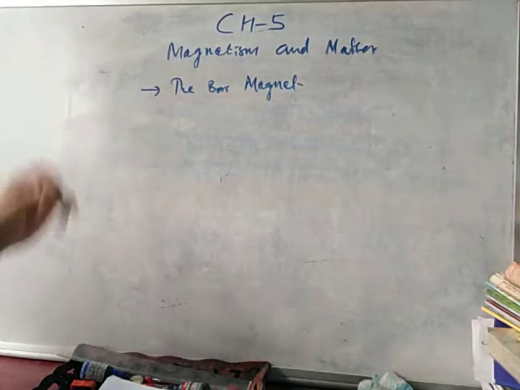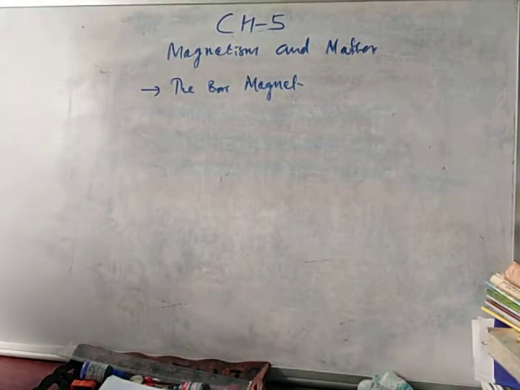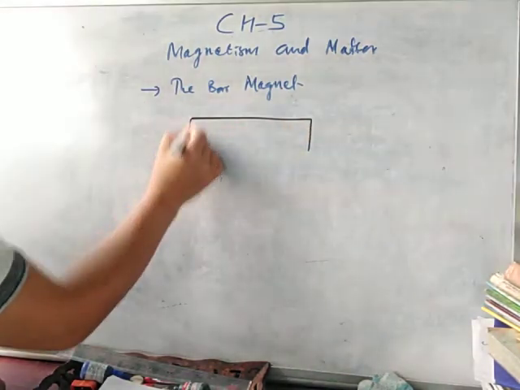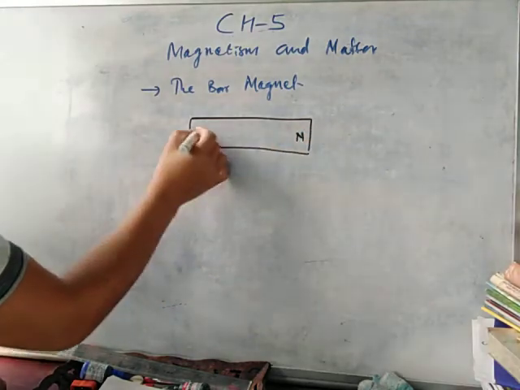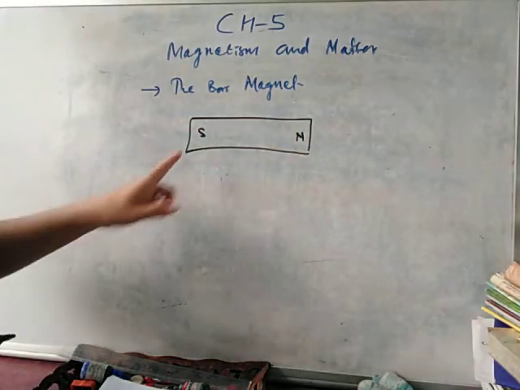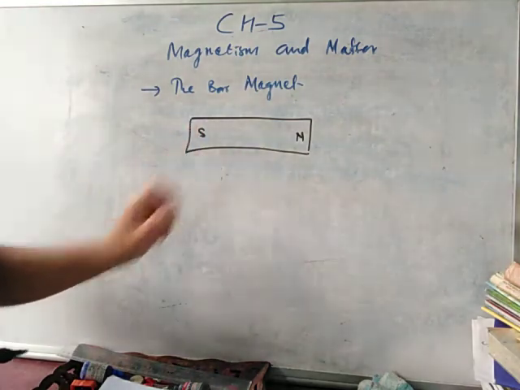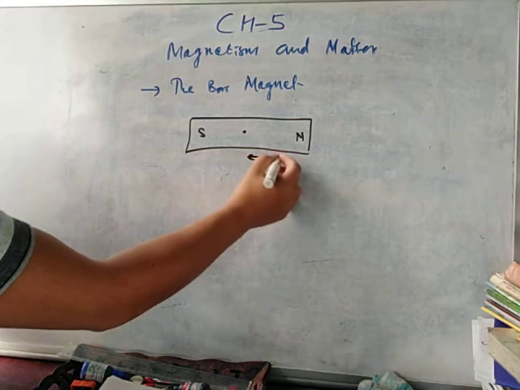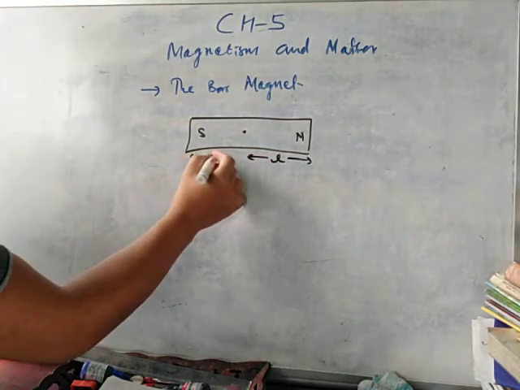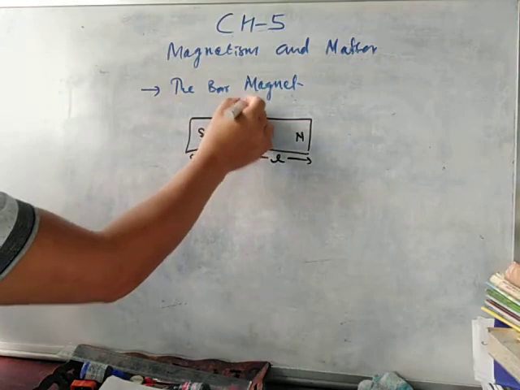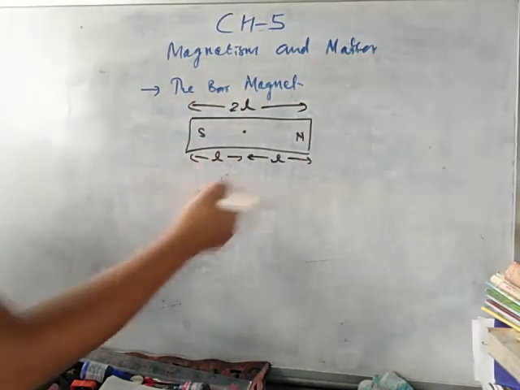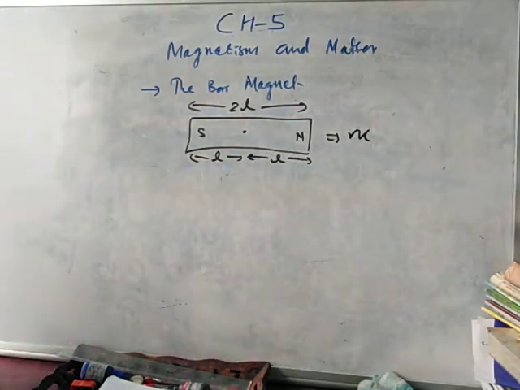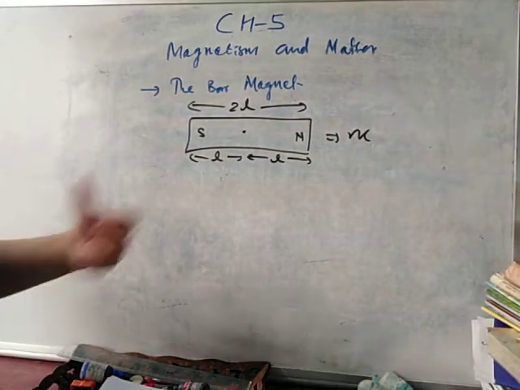So this is your bar magnet, which comprises a north pole and a south pole. This is the pole of the magnet, and this is the center of the magnet. This length we denote by L, and this length is also L, then the whole length is 2L. We also know that pole strength is denoted by small letter m. So this is your bar magnet.